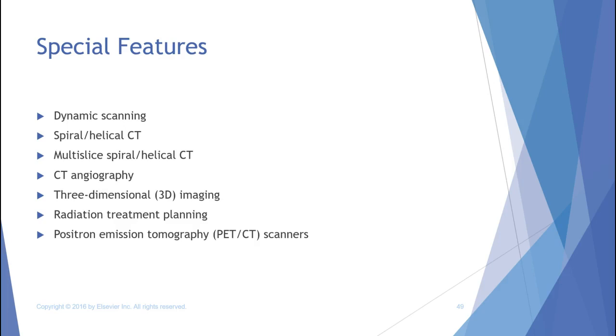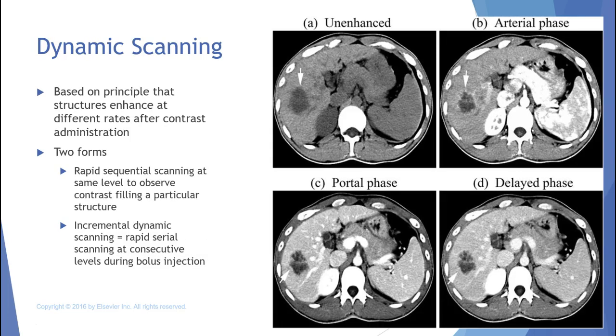Special features of CT. So we're moving on to what CT can do. Examples are dynamic scanning, spiral CT or helical, multi-slice CT, CT angiography, 3D imaging, radiation treatment planning, and PET CT scanners are just a few of the things that we're going to touch on.